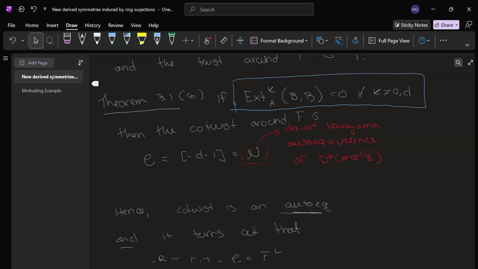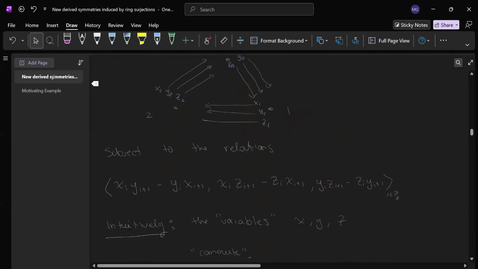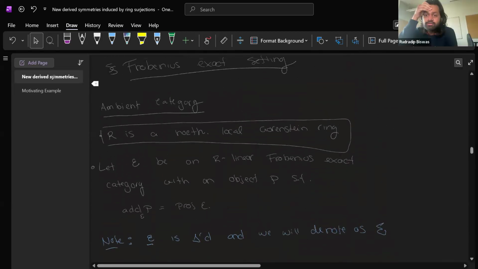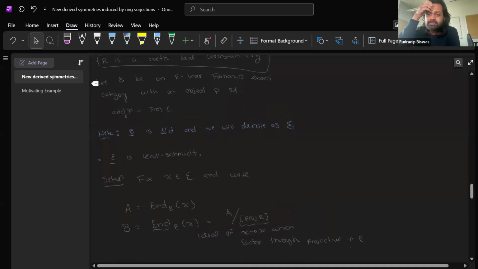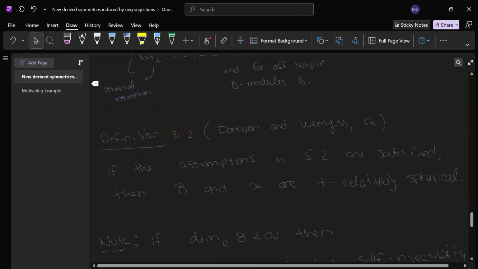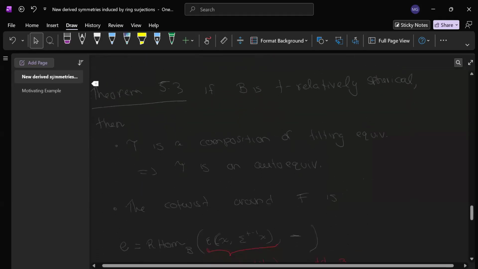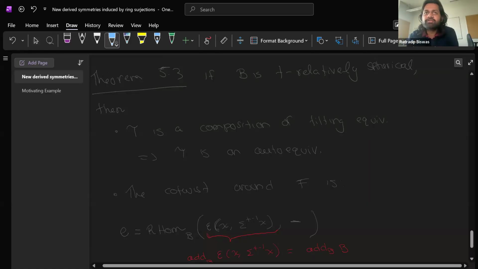Thank you, Lucas. Any other questions? At the very end, your setup is that you have this Frobenius category and you're taking the stable category, and you basically had a tilting complex. I said that T ends up being a composition of tilting equivalences, and it is an autoequivalence therefore.